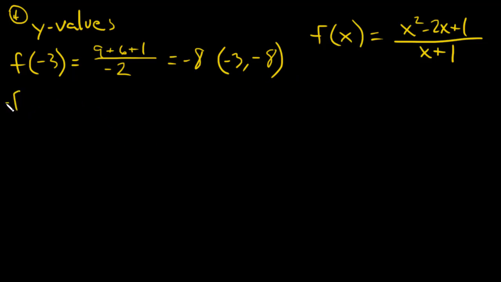Now I'll plug in my next one, which was at positive 1. So when I plug in 1, I'm going to get 1 minus 2 plus 1 is 0 over 2. So that's just a 0. So the point is at 1, 0. Okay? So here's what I have. This is going to be very, very strange looking. I've got a graph.